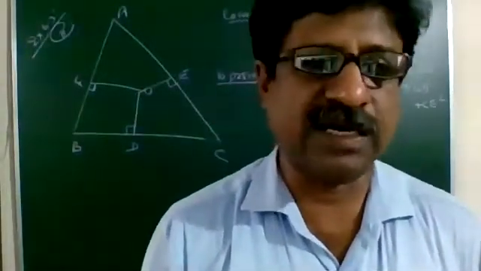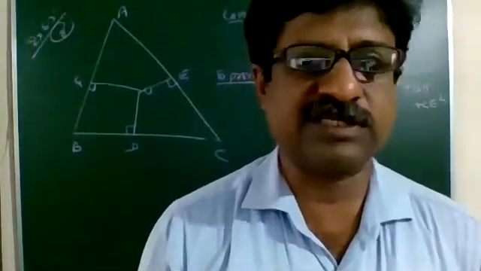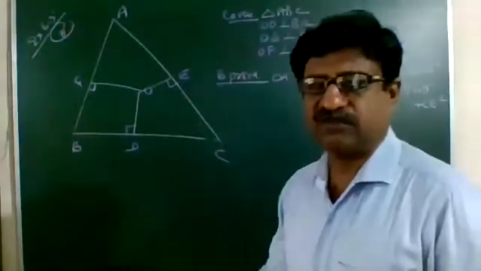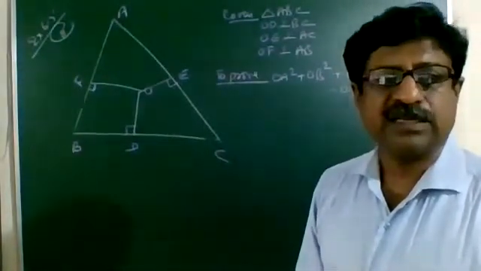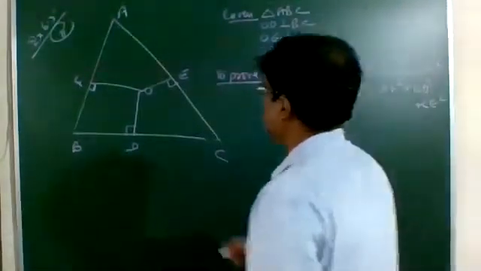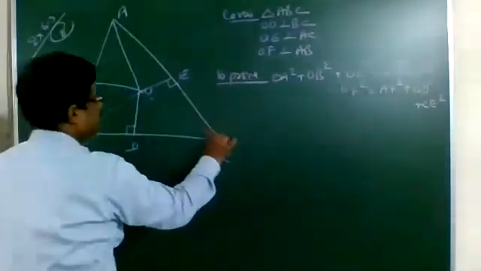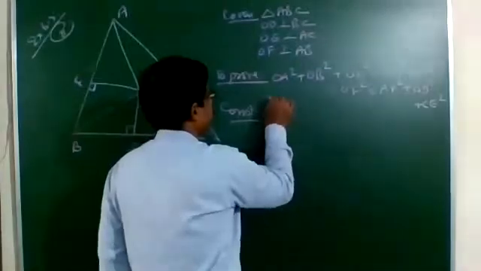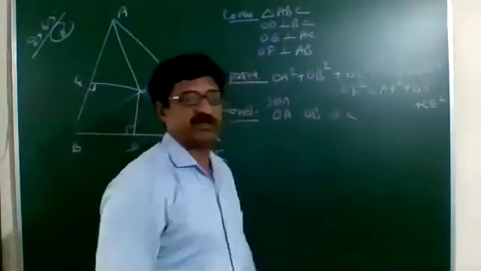We are using actually Pythagoras theorem. In a right triangle, the square of the hypotenuse is equal to the sum of squares of the other two sides. Here again, we have three angles of 90 degrees. We will join the point O with each of the vertices to get the right triangles. OA, OB and OC have to be joined. This is our construction.